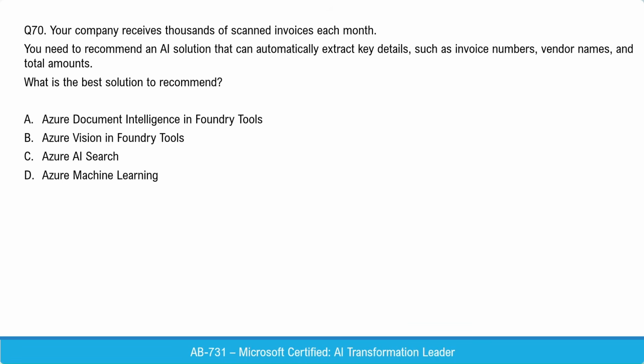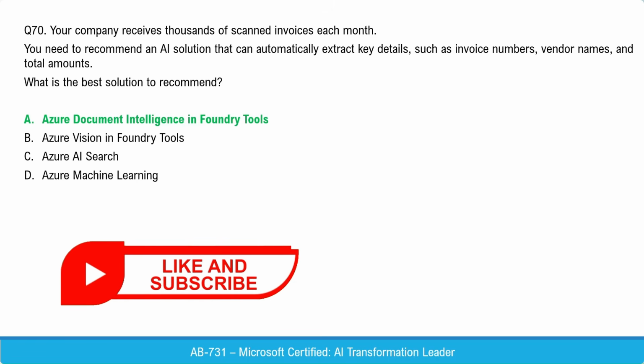Next question. Your company receives thousands of scanned invoices each month. You need to recommend an AI solution that can automatically extract key details such as invoice numbers, vendor names, and total amounts. What is the best solution to recommend? Your options are there on your screen. Please go through them by pausing the video over here. And the correct answer is option A, Azure Document Intelligence and Foundry Tools.